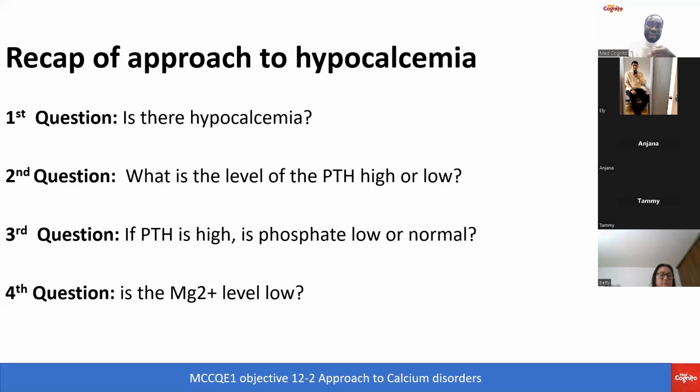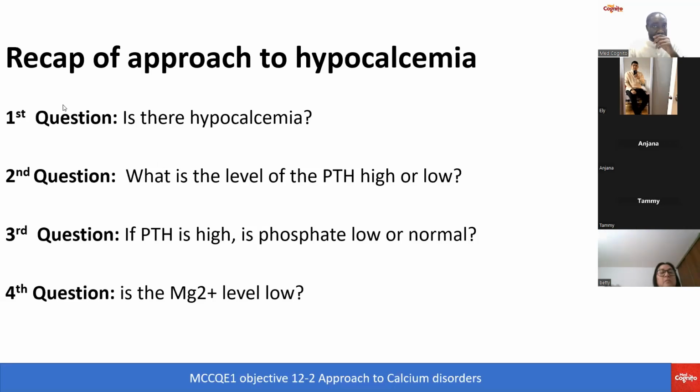Because we said that the parathyroid hormone is the most important investigation you have to do if you have a patient with hypocalcemia. Then number three, we said, is the parathyroid hormone level high? And is the phosphorus level low or normal? And then last but not the least, magnesium level. So if you have a patient with hypocalcemia, three investigations you want to do: parathyroid hormone levels, phosphorus levels, and magnesium levels. But remember that parathyroid hormone levels should come first.